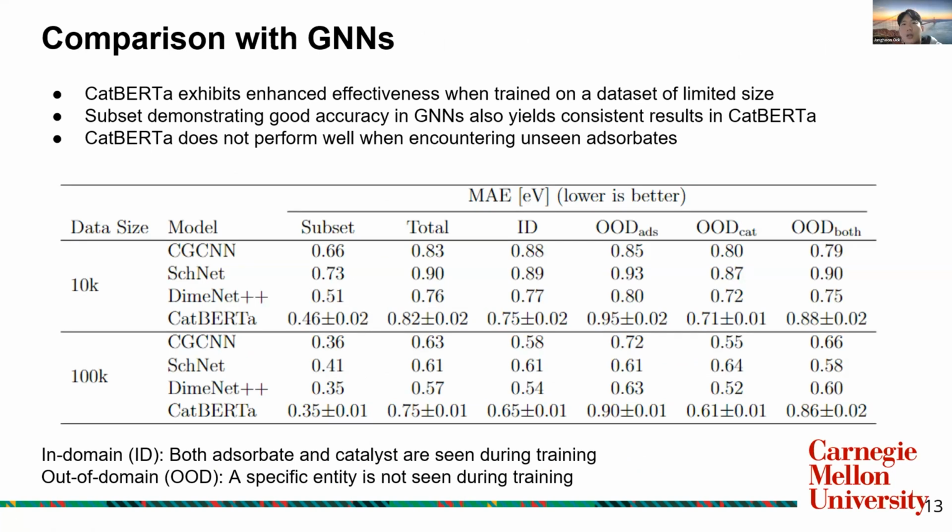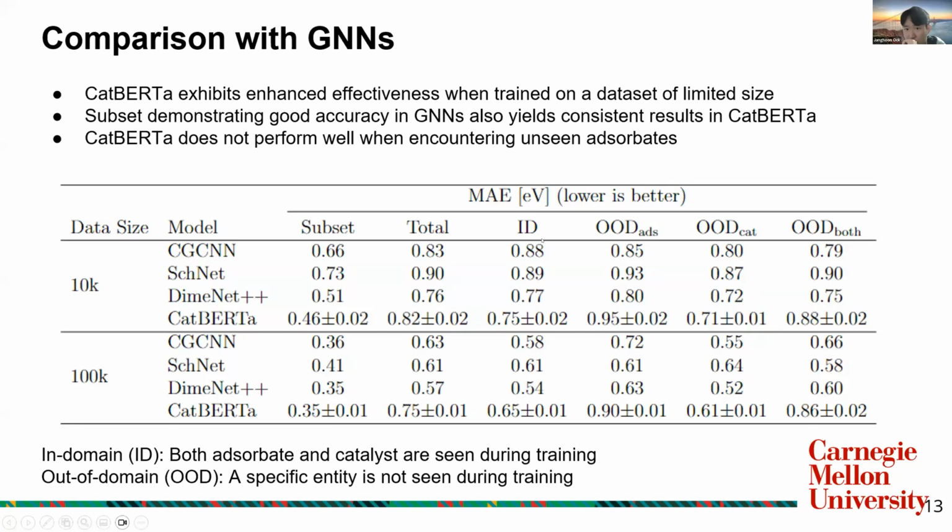Alright, so now let's proceed to compare this result with other GNNs. In the table below, you will find various columns representing different aspects. So we compare our CatBERTa with GNNs such as CGCNN, SchNet, and DimeNet. Data size represents the size of the training dataset. And the subset refers to a specific subset that exhibits high accuracy for both GNNs and CatBERTa, which is seen in the parity plot slide. And total represents the entire validation dataset.